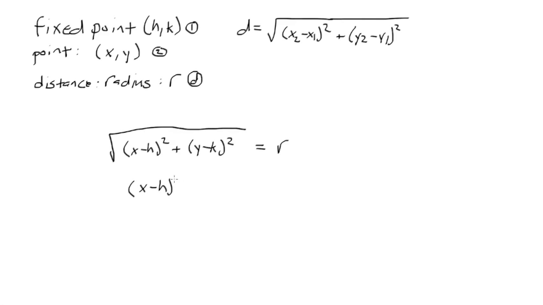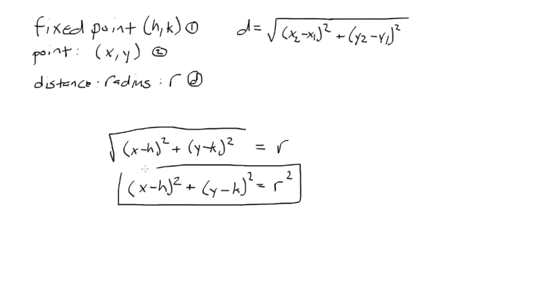There's no negative value that we're secretly sweeping under the rug by squaring both sides. Remember, generally, when we square both sides of an equation, we need to check our answers. But here, we're A-OK. When we square both sides, we get this nifty-looking equation here: (x - h)^2 + (y - k)^2 = r^2. And guess what? That is the equation for a circle.